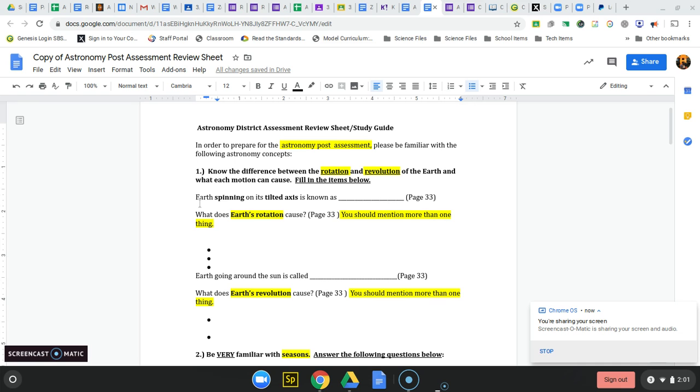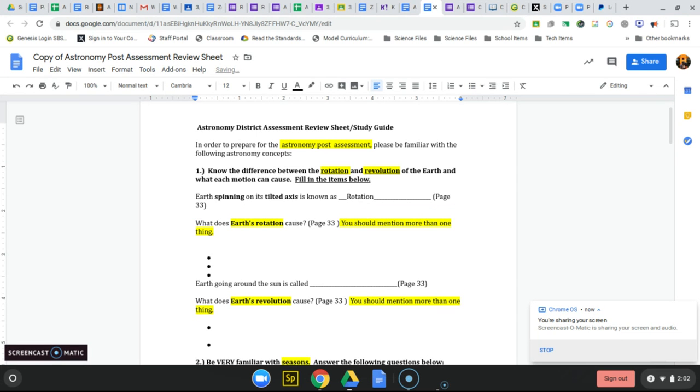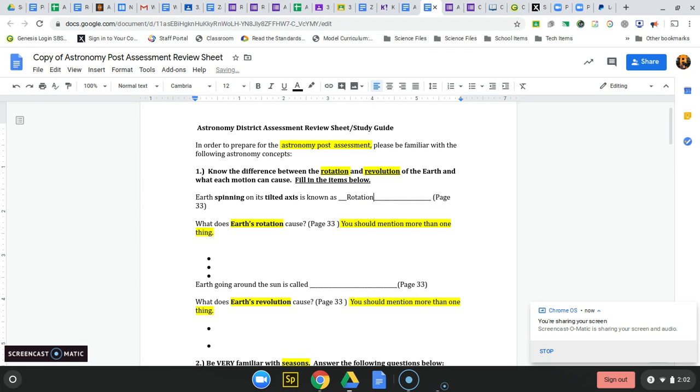So first one here says Earth spinning on its tilted axis is known as, and for this one, you should have entered rotation. Okay, so I just entered that in for you as well. So Earth spinning on its axis is rotation.